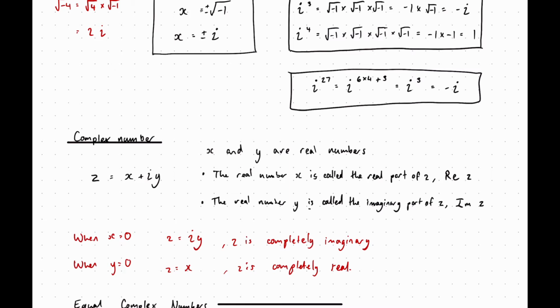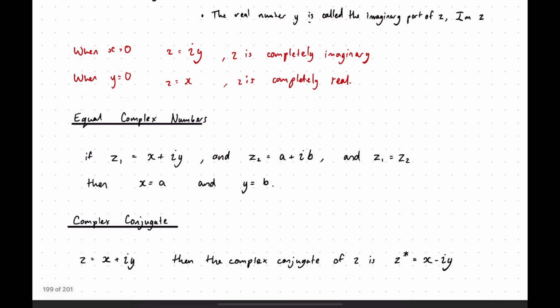So a complex number is written as z is equal to x plus iy. x and y are real numbers, i being the imaginary unit value. The real part of z equals x plus iy is called x, and the imaginary part of this is y. y is the imaginary part, but it's a real number.